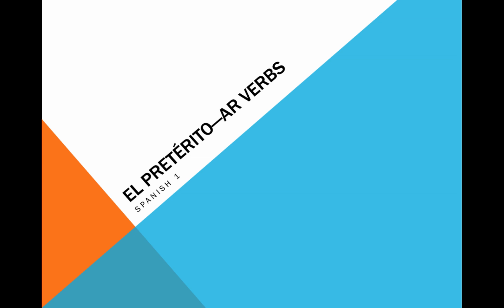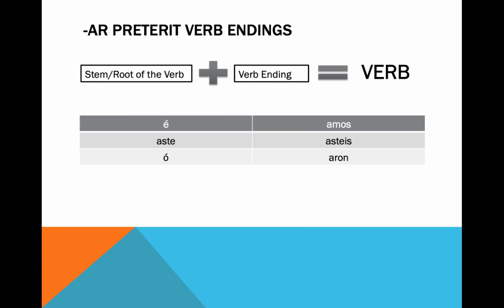So here we go. As always, when we talk through our verbs, we need to go back to our basics and remember that every verb is made up of two parts. The first, you know it, the stem or the root of the verb, and the second is the verb ending. Remember that verb ending is what we're dropping off. So in this case, the AR is what we're dropping off. Drop it like it's hot.